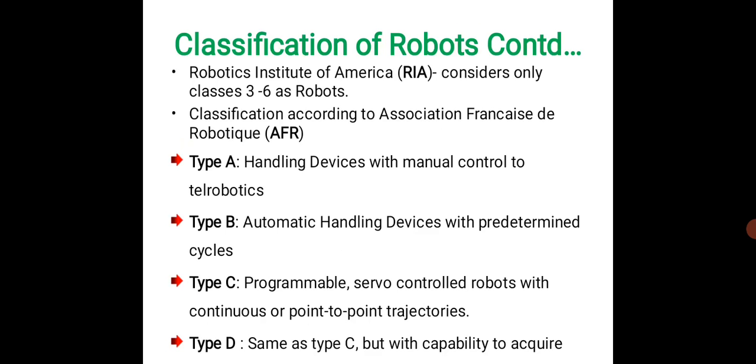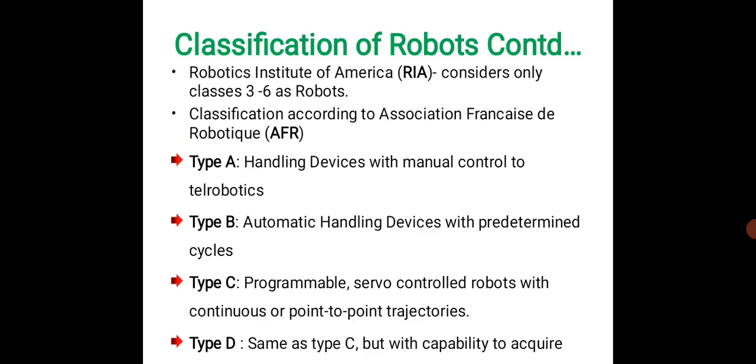And coming to the Robotics Institute of America, RIA, which I mentioned in the previous part, it has considered only classes 3 to 6. Here they classify it as type A, type B, type C, and type D. Type A is handling devices with manual control to telerobotics. Type B is automatic handling devices with predetermined cycles. So this will know how many times it has to take. For example, I need to pick up certain material 500 times and place it after 1 meter or something like that. So that is predetermined.